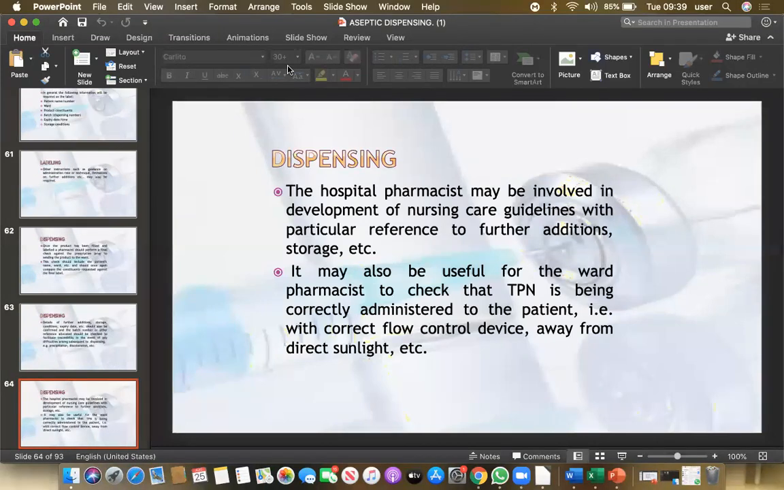The ward pharmacists may be involved in development of nursing care guidelines with particular reference to further additions, storage, etc. Now the pharmacist also has to give guidelines to nursing on how the drugs are dispensed and administered. It may also be useful for the ward pharmacist to check that TPN is being correctly administered to the patient with correct flow and control device, away from direct sunlight. So the clinical pharmacist in a ward, during that administration, must check that the correct flow is given through that control device.